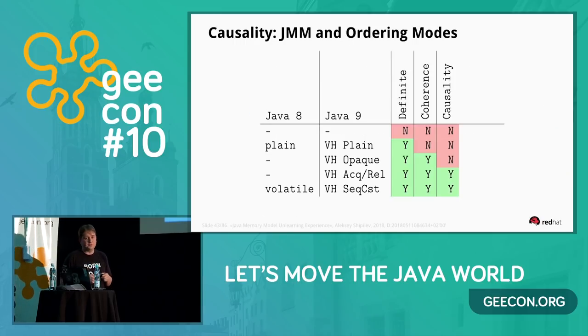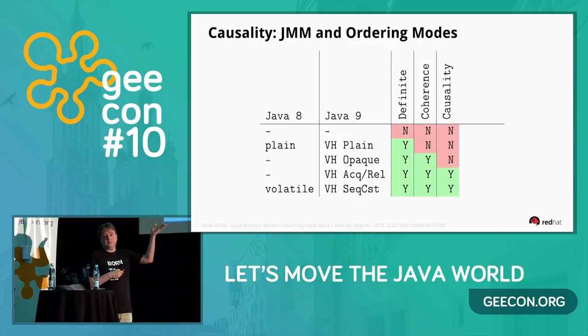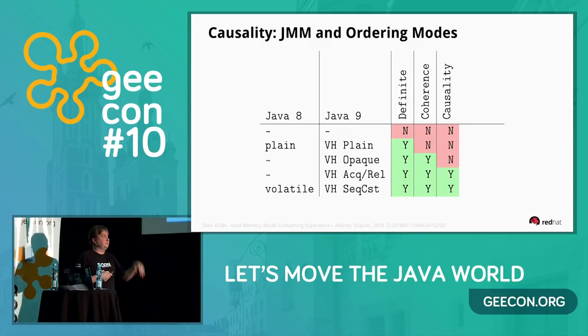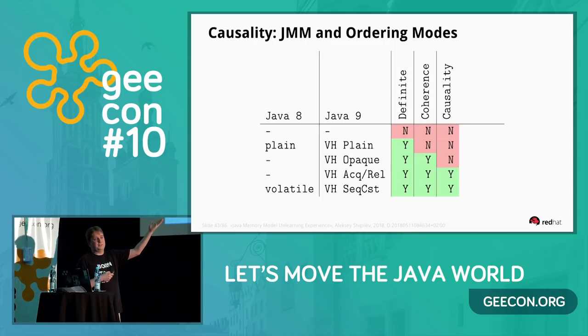So from the ordering modes, volatiles provide you these causality rules. Plain reads do not provide you with causality rules. There's a middle ground in VarHandles that is even called explicitly acquire and release to give you this property there.